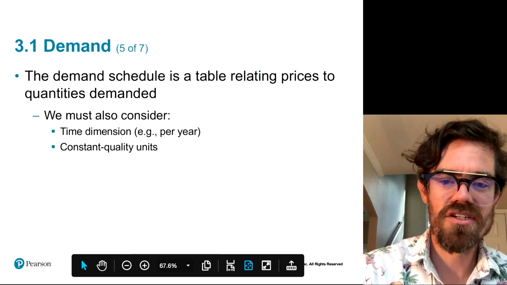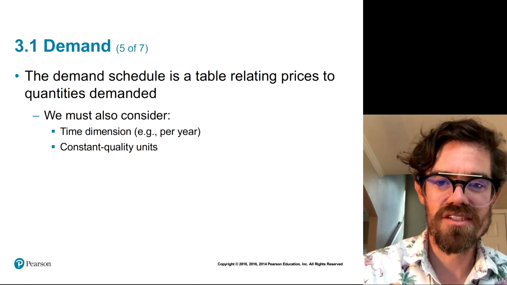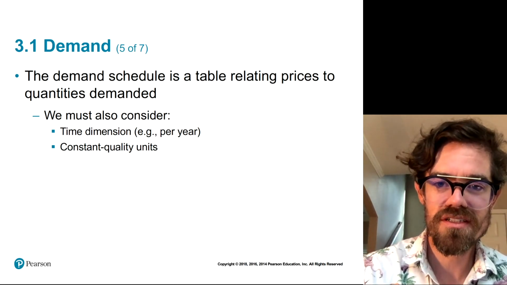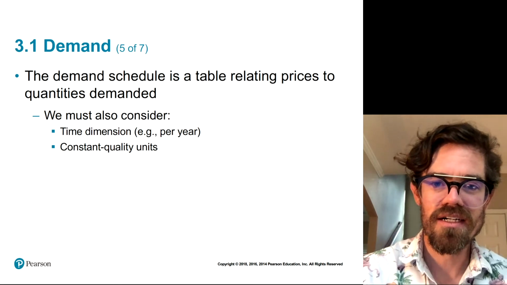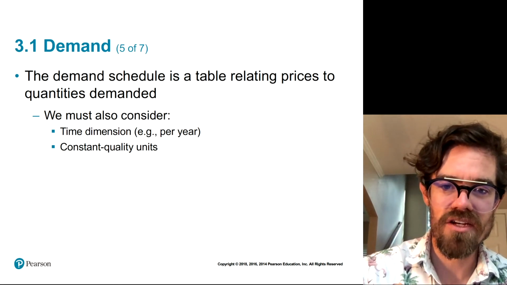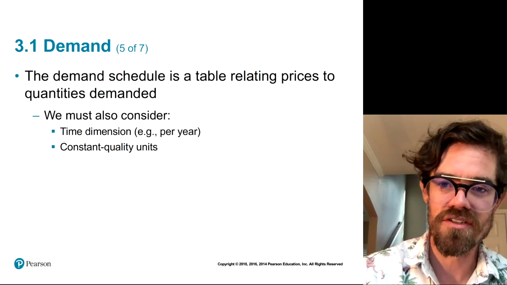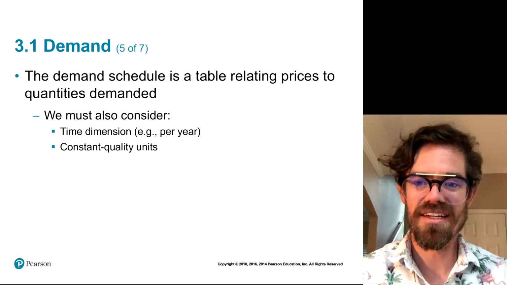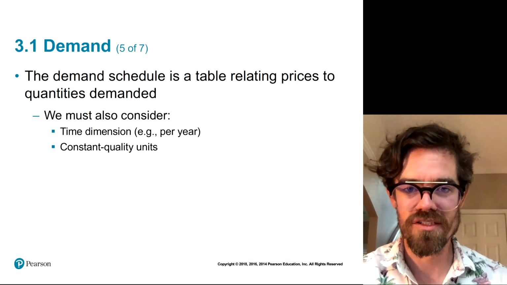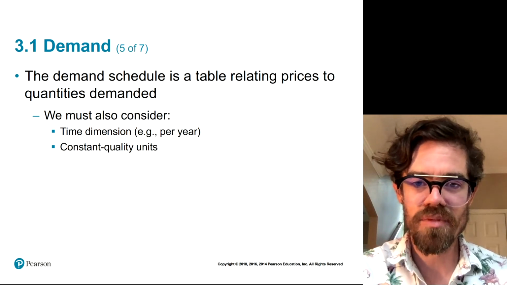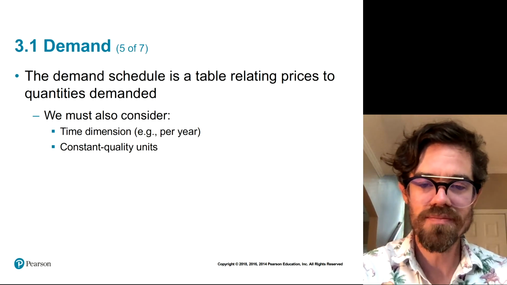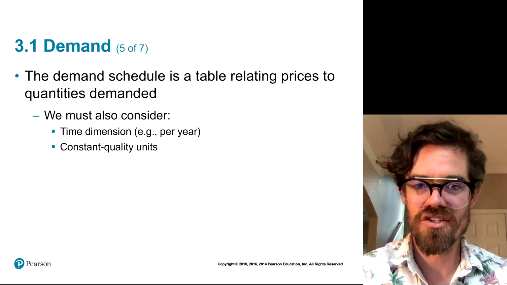Okay, so like I mentioned a few slides ago, a demand schedule is a table. So we've already seen this. But again, a demand schedule is a table that relates prices to quantities demanded. But there are two things I didn't mention that we have to think about. One thing is that there's a time dimension to the demand schedule. So there's a particular year that corresponds with demand. So it could be per year or it could be per week. What is the demand per year, right? So there's a time dimension, and that is not changing.